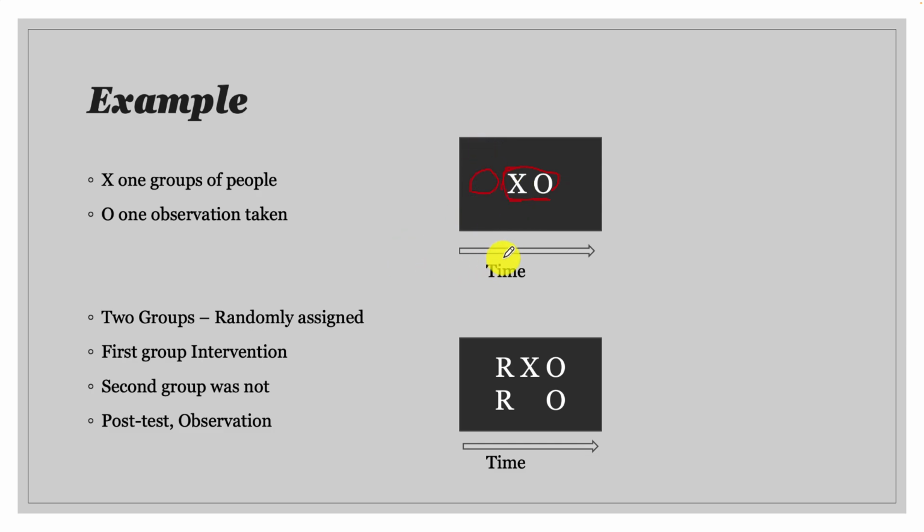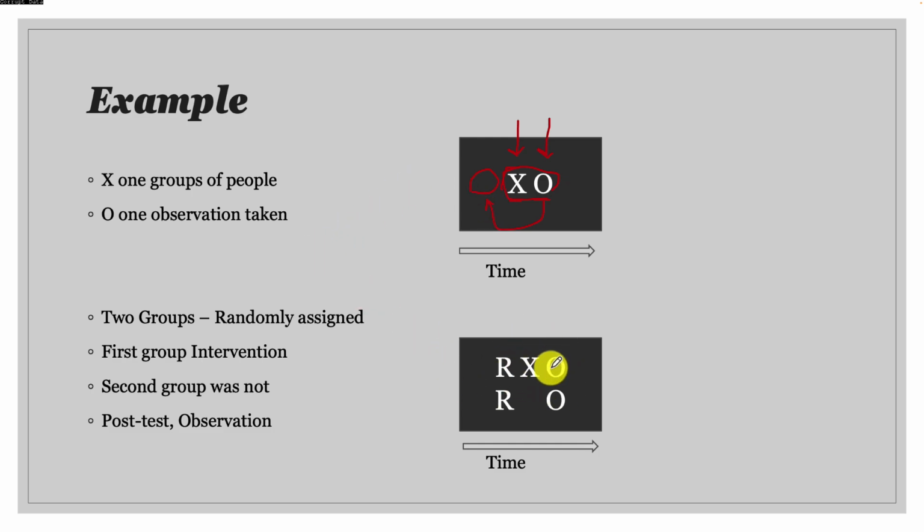If we see time moving this way and all we see is an X and an O, that means one group received one treatment and all we got was a post-intervention measurement, right? That's not really strong because I don't know what happened beforehand. I don't know what values were beforehand.